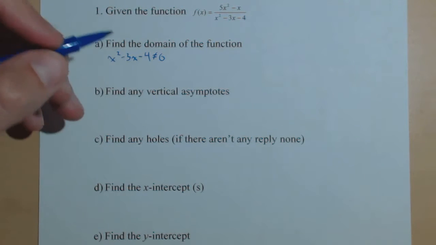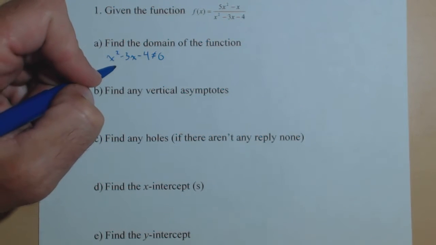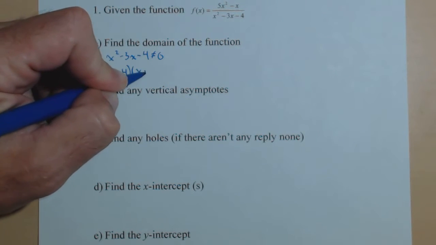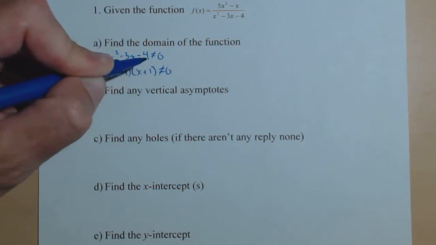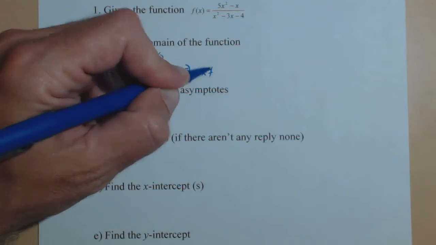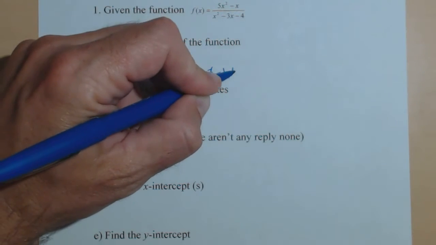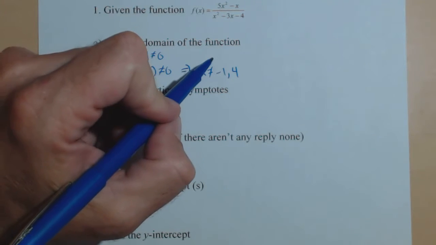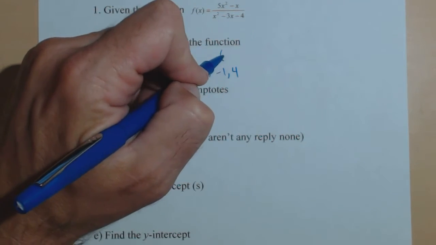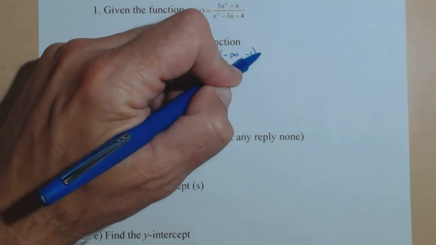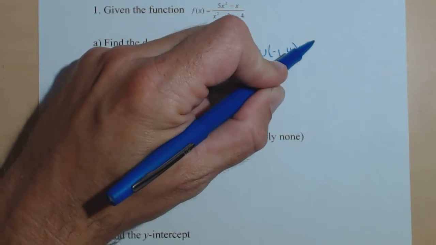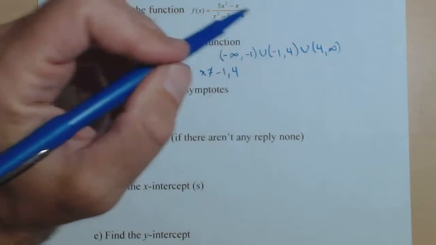And then you can solve this with the quadratic formula, graphing. In this case, we've got one that'll factor into x minus 4 times x plus 1. Can't be 0. And that leads us to get that x cannot be negative 1 or 4. And we usually like to put these in interval notation. So doing so, we just need to exclude these 2 points. So we're going to go from negative infinity to negative 1, negative 1 to 4, and then 4 to positive infinity.